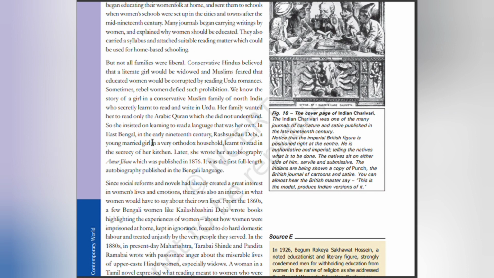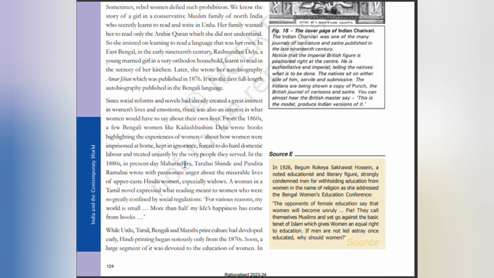In East Bengal in the early 19th century, Rashsundari Devi, a young married girl in a very orthodox household, learned to read in the secrecy of her kitchen. Later, she wrote her autobiography, Amar Jiban, which was published in 1876. It was the first full-length autobiography published in the Bengali language. Since social reforms and novels had already created a great interest in women's lives and emotions, there was also an interest in what women would have to say about their own lives.